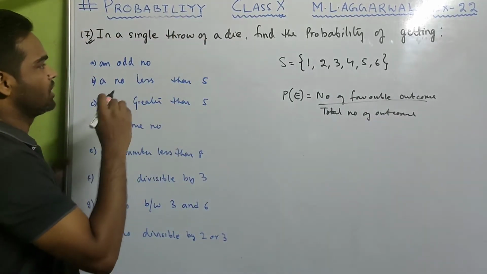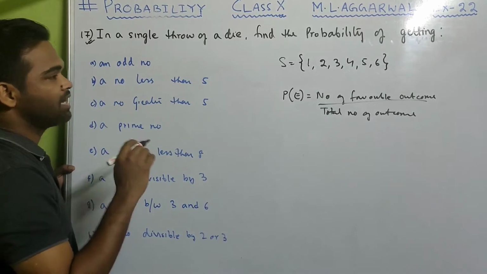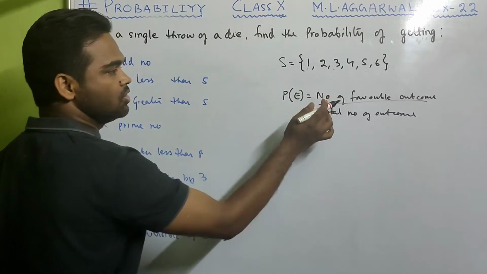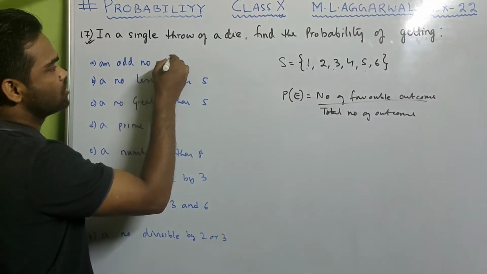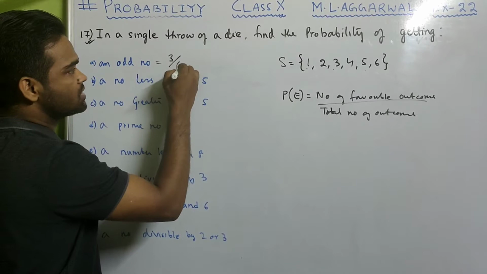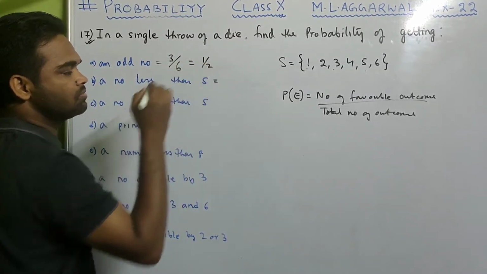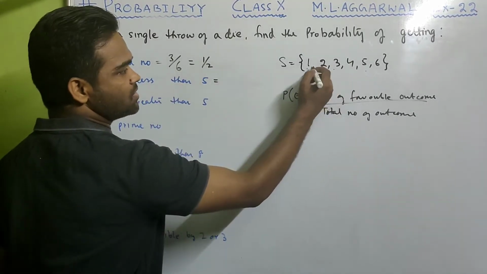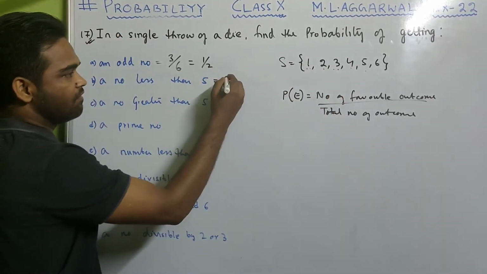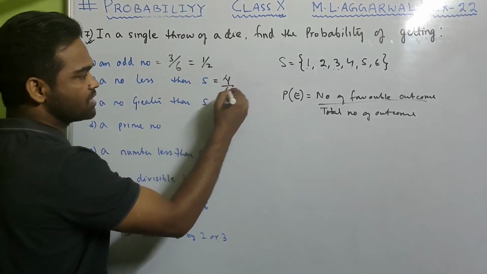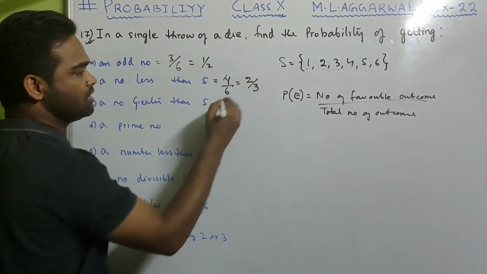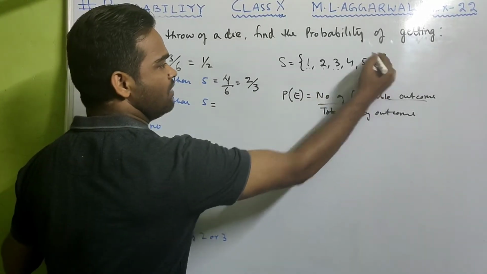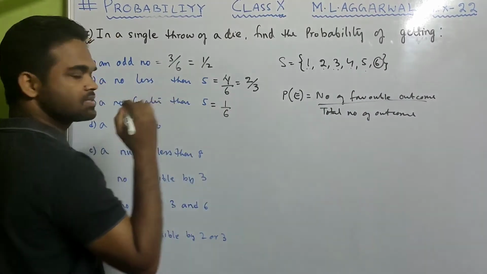Now let's just see what they've asked for. Find the probability of getting an odd number. So if you see an odd number, 1, 3 and 5. So number of favorable outcomes will be 3 and total outcomes is 6, which means the probability will be 1 by 2. Done. Next, a number less than 5, which means 1, 2, 3, 4. There are 4 favorable outcomes out of 6. So that's 2 by 3, isn't it? A number greater than 5. So only one favorable outcome, that's 1 by 6.